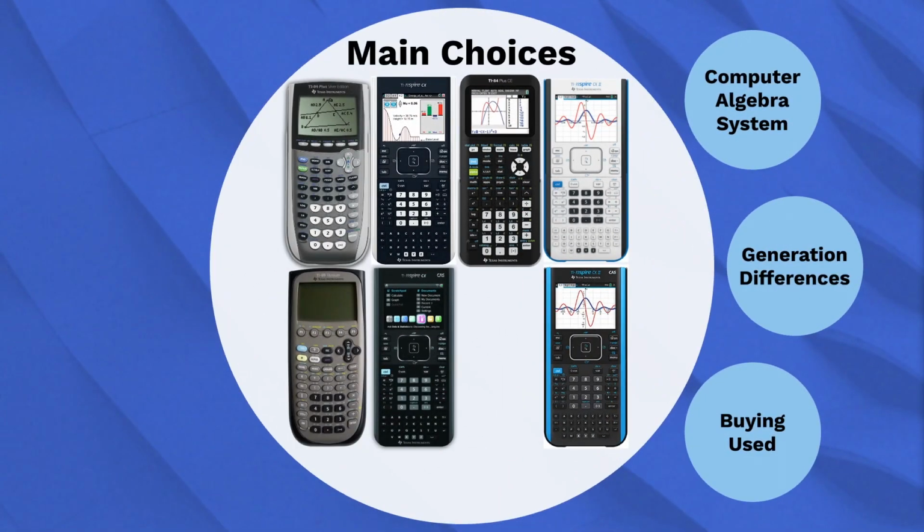In this case, if we look back at the arrangement, all the calculators in the bottom row are CAS calculators, while all the calculators in the top row are non-CAS calculators. So now we'll be discussing the generational differences between some of the older and newer models.